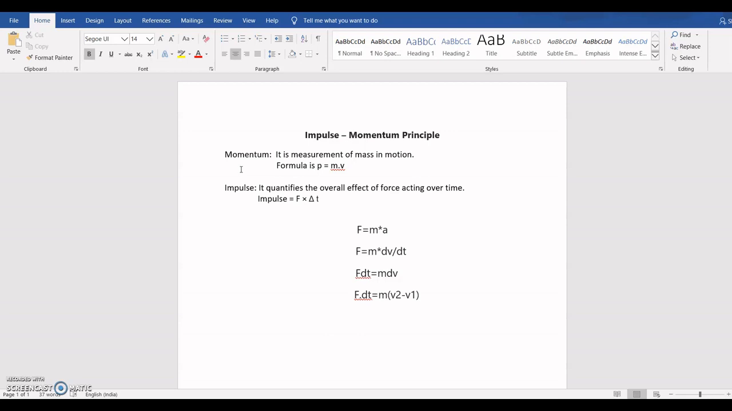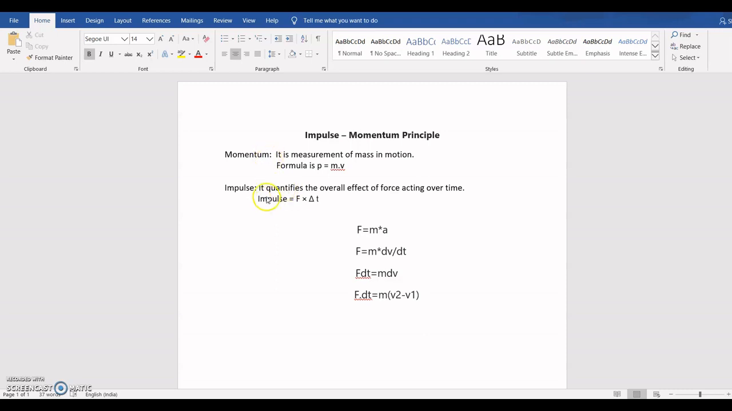Also, what do you mean by impulse? Impulse quantifies the overall effect of a force acting over a time. This time is a very short amount of time. In this short amount of time, whatever force is acting overall, that thing is called an impulse. So the formula is F into delta t, where delta t indicates the small amount of time.